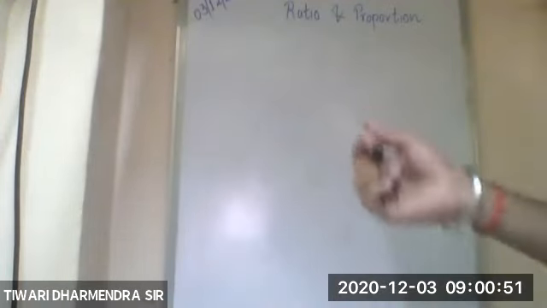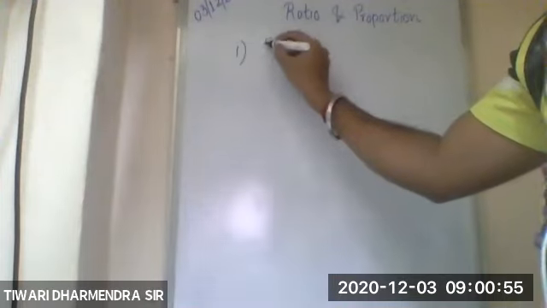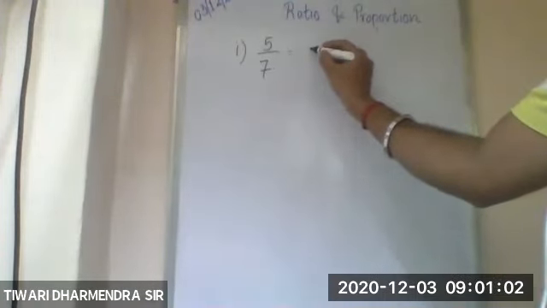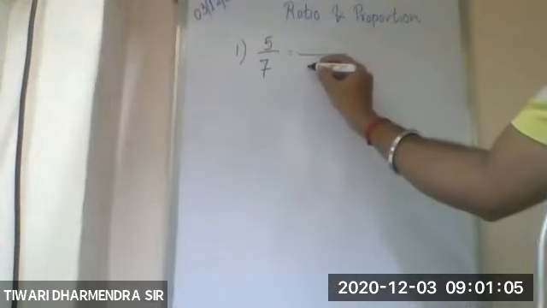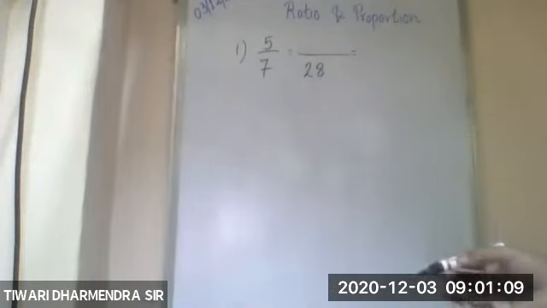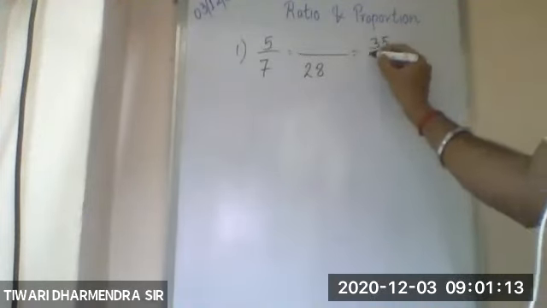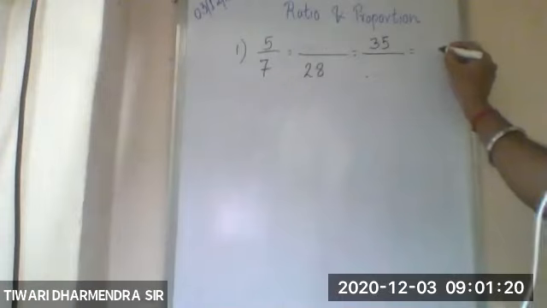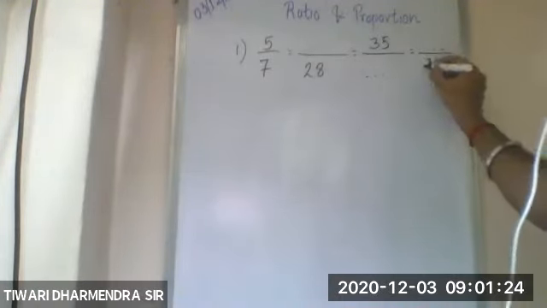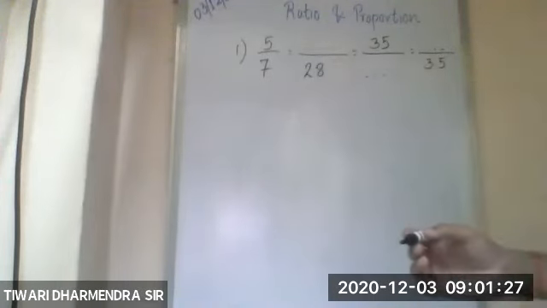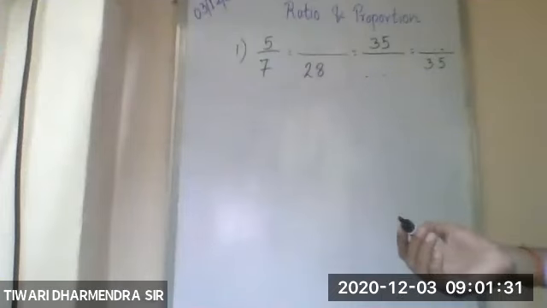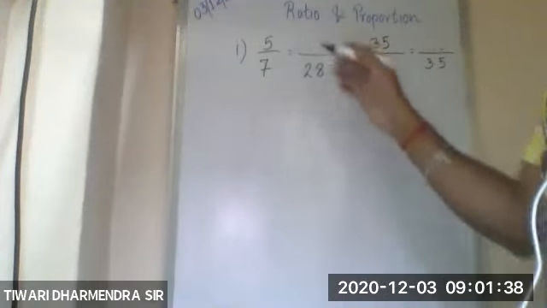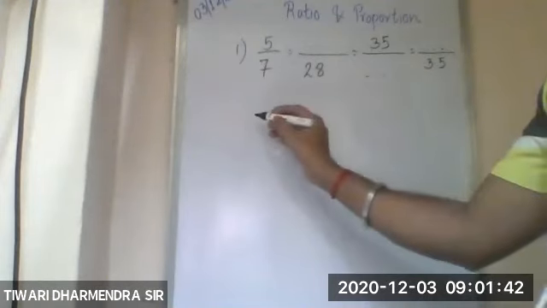So the first problem is 5 by 7 is equal to blank divided by 28, is equal to 35 divided by blank, is equal to blank divided by 3.5. So as per our understanding, we can see that these blanks are to be filled, and we know that if two ratios are equal, they are having some common multiple. So consider the solution.